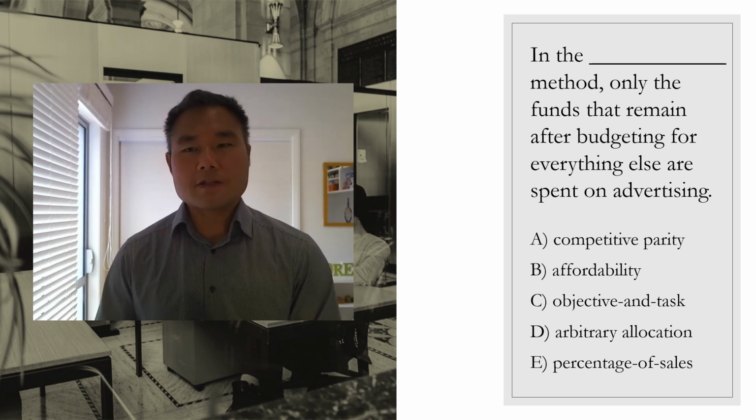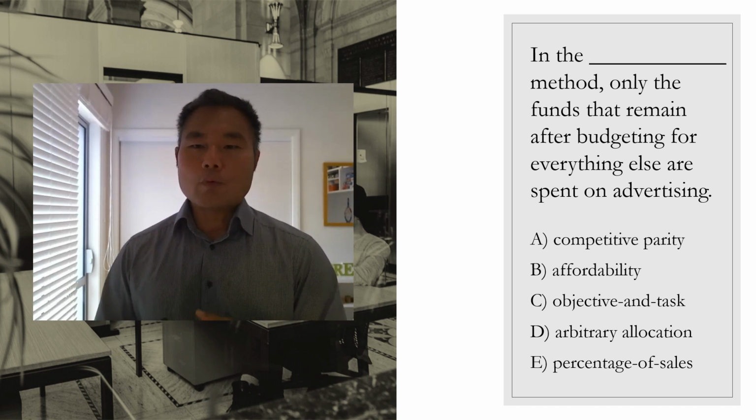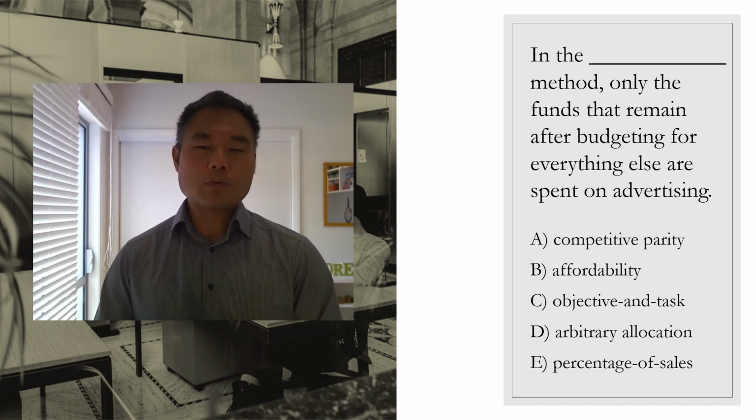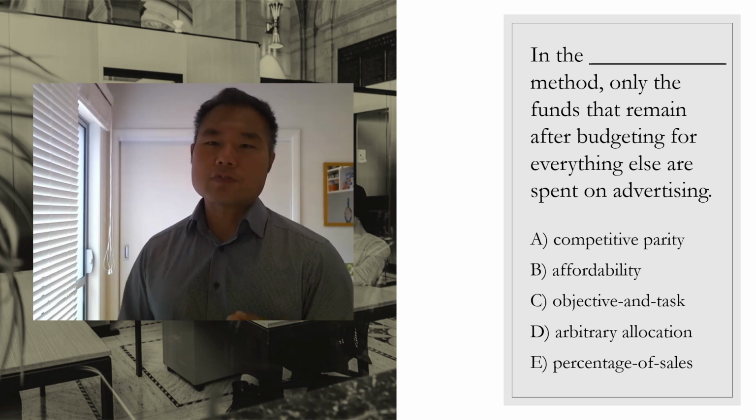Affordability method, this means that whatever you can afford, you should spend on advertising. We've already explained what the objective and task method is, and we know that it can't possibly fit into that answer. Arbitrary allocation method, once again, that's a red herring, it's not an actual thing. And then the percentage of sales method.